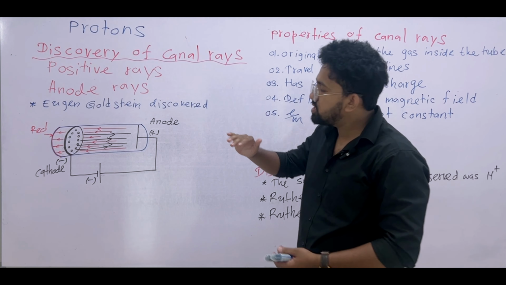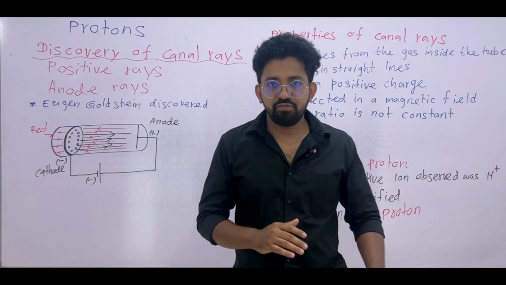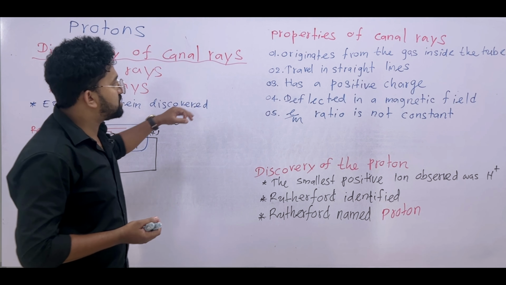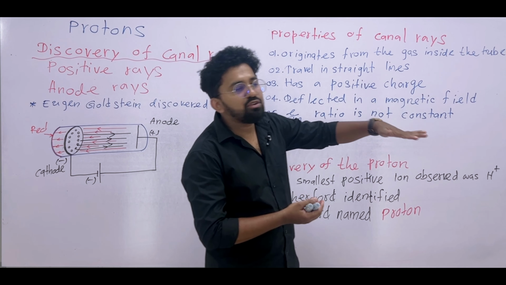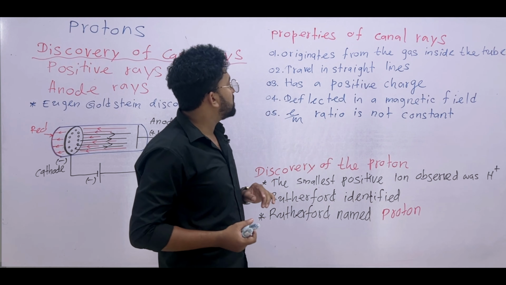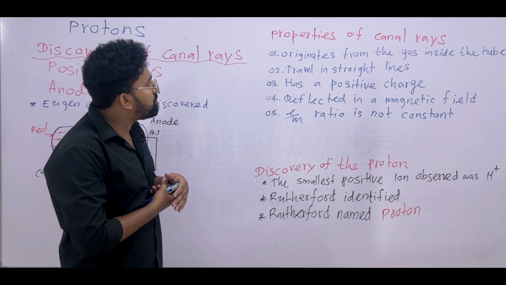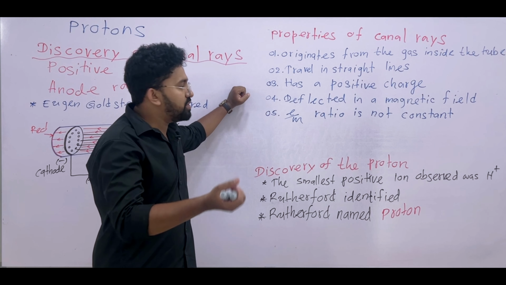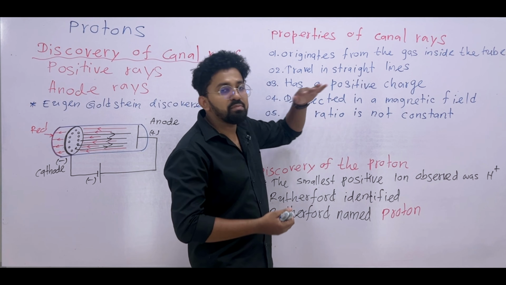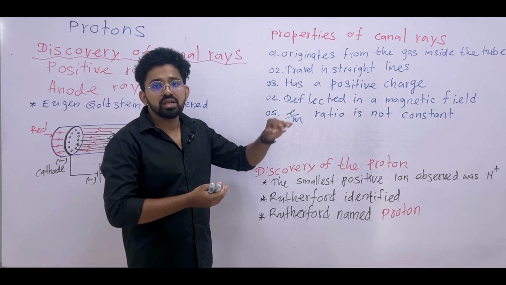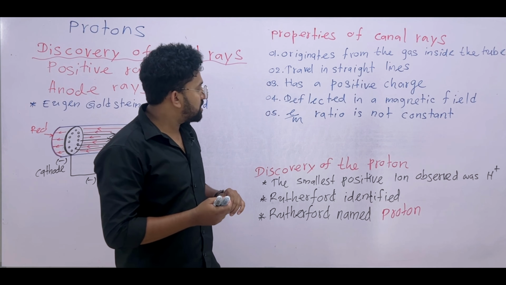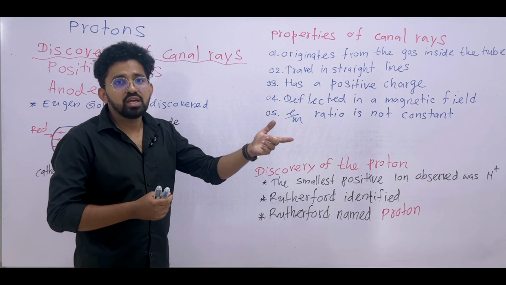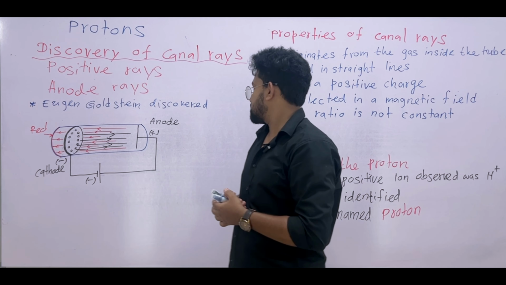So what we can do is apply an external electric field. When we apply an external electric field, this new type of rays will be attracted towards the negative plate. So it has a positive charge. When we apply a magnetic field, they also deflect. They deflect perpendicular to the magnetic field, and that direction is totally opposite to the direction of the cathode rays.